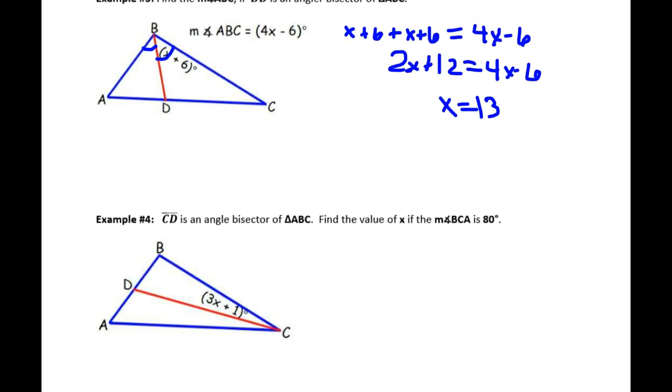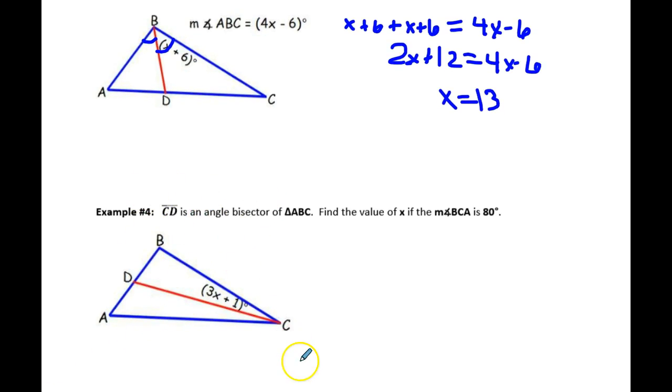Alright, last example. CD is an angle bisector of triangle ABC, and I want to find the value of x if I know that angle BCA is 80. Well, if angle BCA is 80, then I know that half of angle BCA is going to be 40. So 3x plus 1 must equal 40, because this is my angle bisector. So these two sides are equal. Then I can solve for x, and you should get that x equals 13.